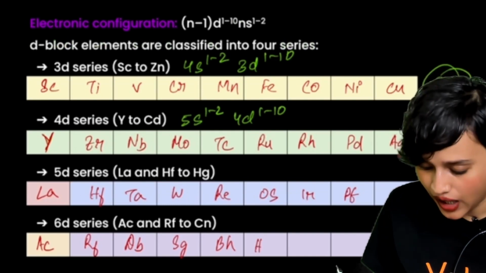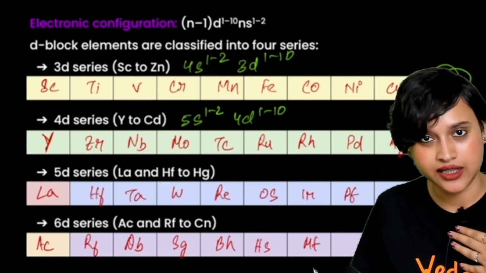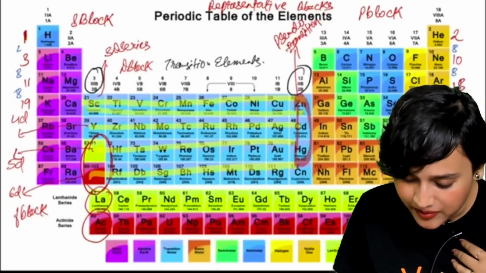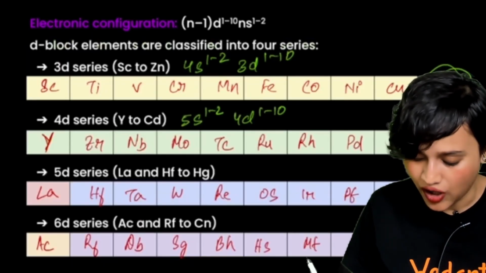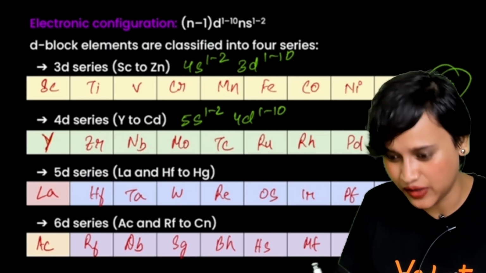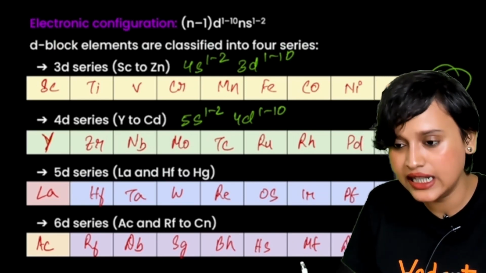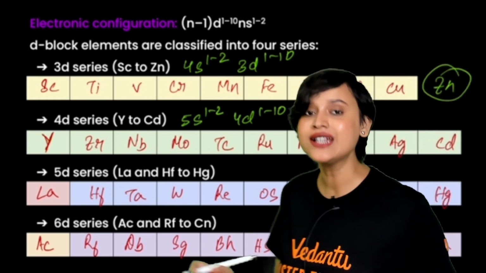Then you have Hs, then you have Mt. What is Mt? Meitnerium, I believe so. I'm not very sure of this name. Nobody has to learn this. Then you have Ds, then Rg, and finally copernicium. So these are your 6d series.